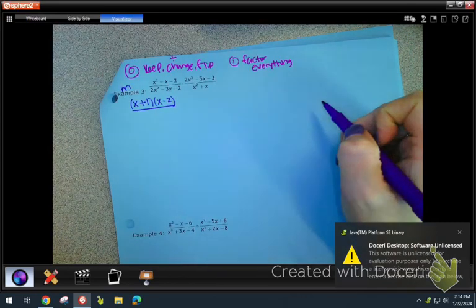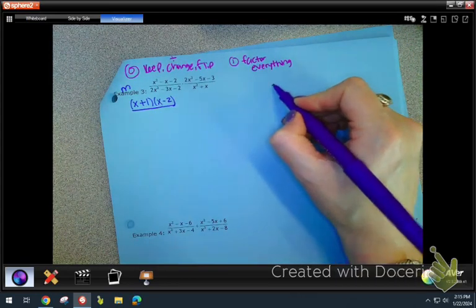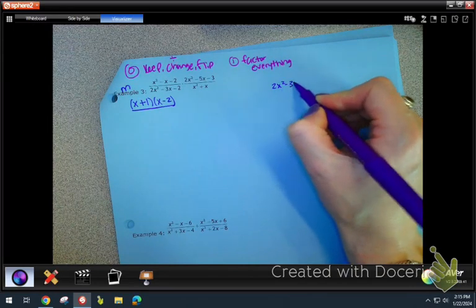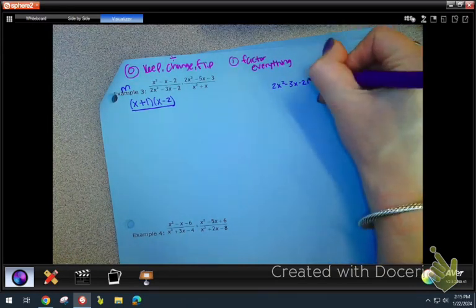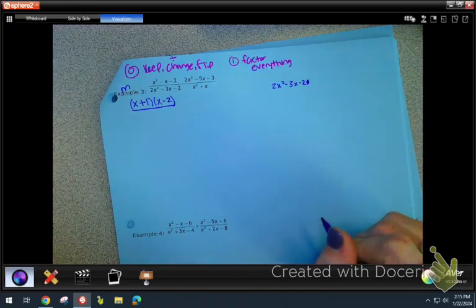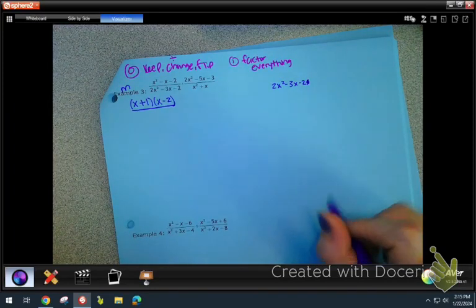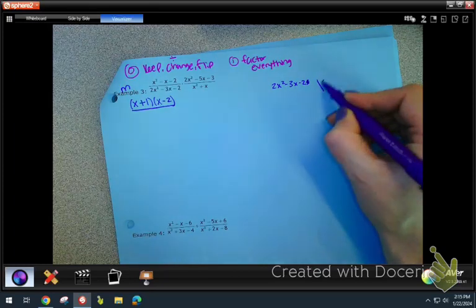Is that easy factoring? No. Why? Because the A value is not 1. So how do we have to factor this? We have to group it.